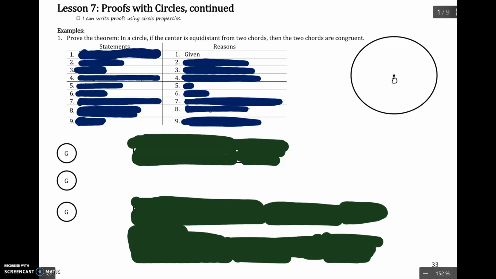And I need to prove that if the center, O here, is equidistant from two chords, then the two chords are congruent. So this is my proof. Anytime it's an if-then, the then is the proof. And our given means we have to figure out how we would show this.